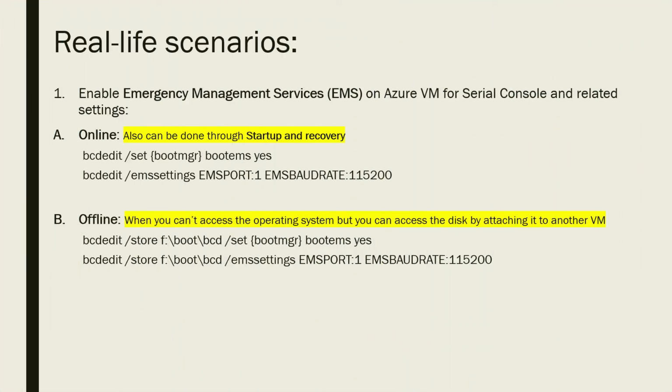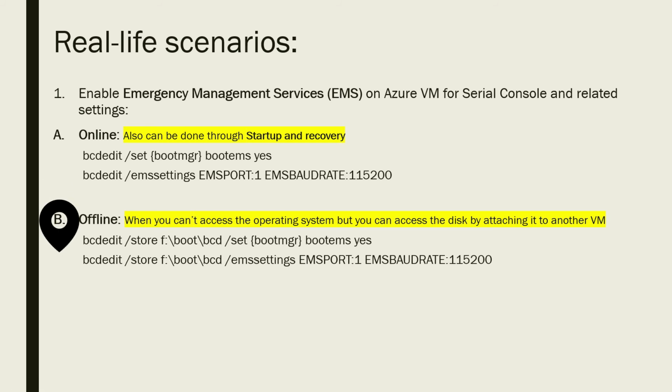Now we will utilize the BCD in order to deal with some real-life scenarios. The first scenario we are going to examine is enabling the serial console in an Azure VM. On Windows VMs, the serial console is possible because of the Emergency Management Services, or EMS for short. What is the serial console first, and how can we enable it, and how can we do that online and offline? By online, I mean doing the changes on a booted system directly, without specifying the BCD store location, as it will be applied to the system BCD store by default.